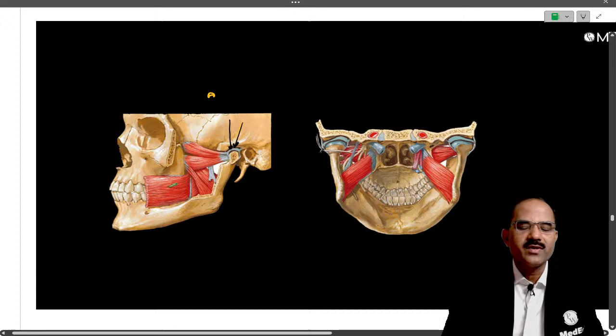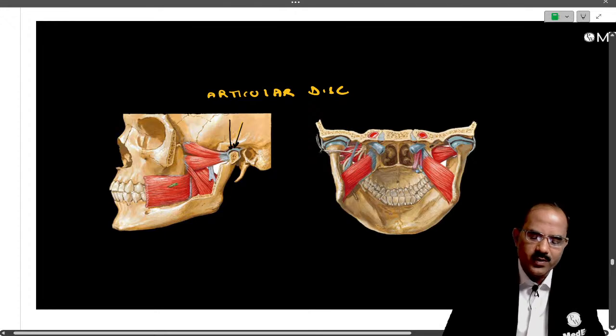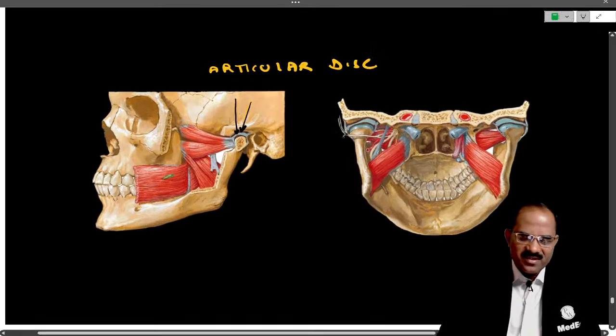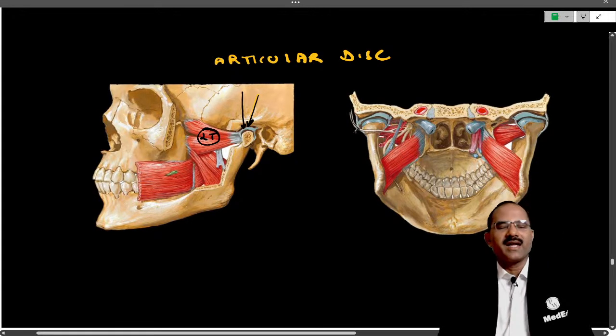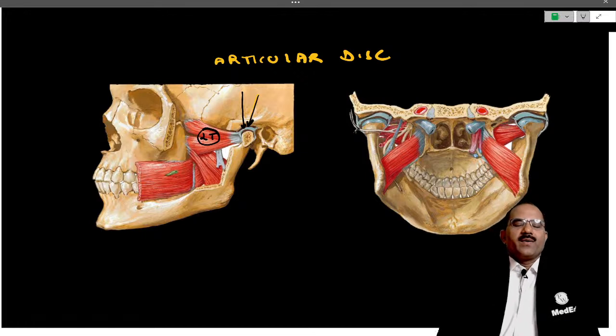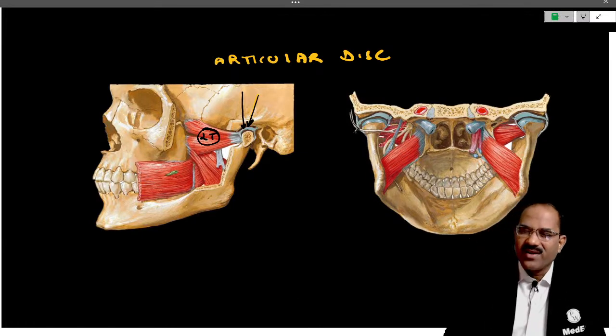Hey, that's the TM joint. That's the articular disc of the TM joint. And can you see this? This articular disc of the TM joint is a degenerated part of this. This is the pterygoid. This muscle is the lateral pterygoid, right? And the lateral pterygoid gets degenerated, forming the articular disc.